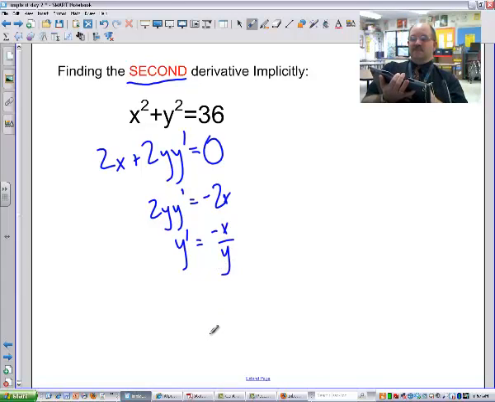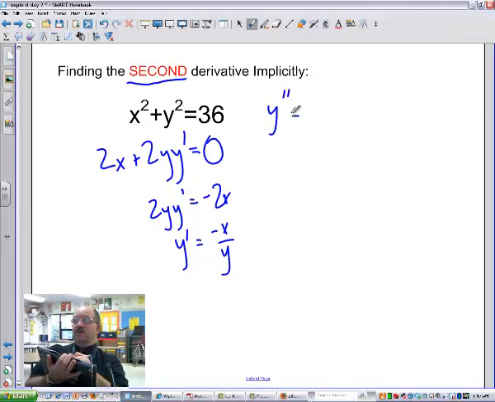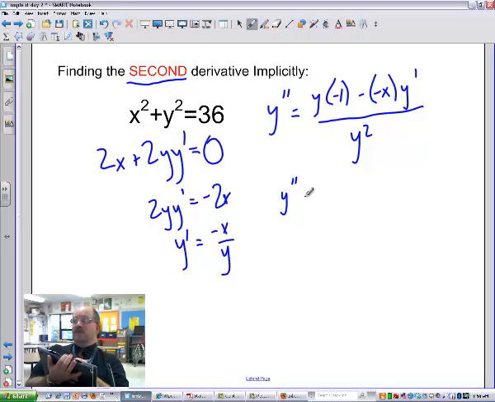Piece of cake. Now, second derivative. Second derivative, we're going to take the derivative of the first derivative. Notice our first derivative is a quotient, so we're going to have to use the quotient rule. Okay, and so let's get to y prime, y double prime equals. Okay, so low d high, so low d high minus high d low, all over low low, right? And so I've got myself y double prime equals negative y plus x y prime over y squared.